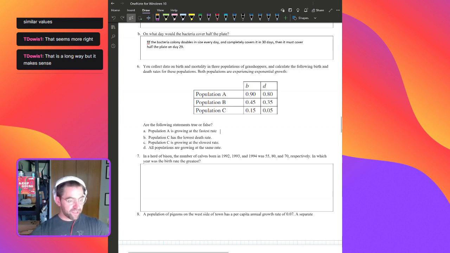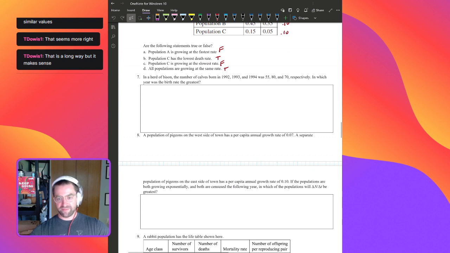Population C has the lowest death rate. We have 80, 35, 5. That is true, C does have the lowest death rate. Population C is growing at the slowest rate. That is false. They all appear to be growing at the same rate since we have 10, 10, and 10%. They just have vastly different birth and death rates. And finally, all populations are growing at the same rate. That is true.